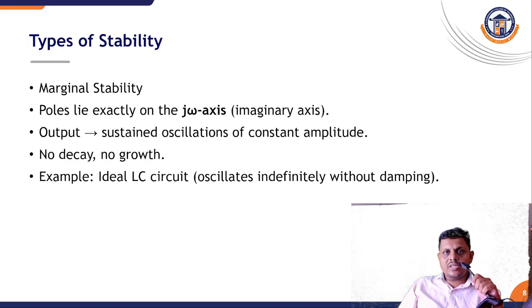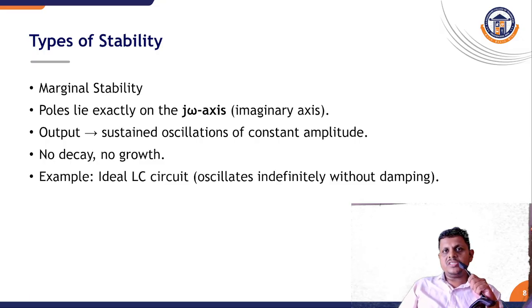And next one, that is final, that is marginal stability. Based on the location of the poles we are classifying the stability of the system. So finally, marginal stability: the poles lie exactly on the jω axis. So jω axis means that is the imaginary axis.